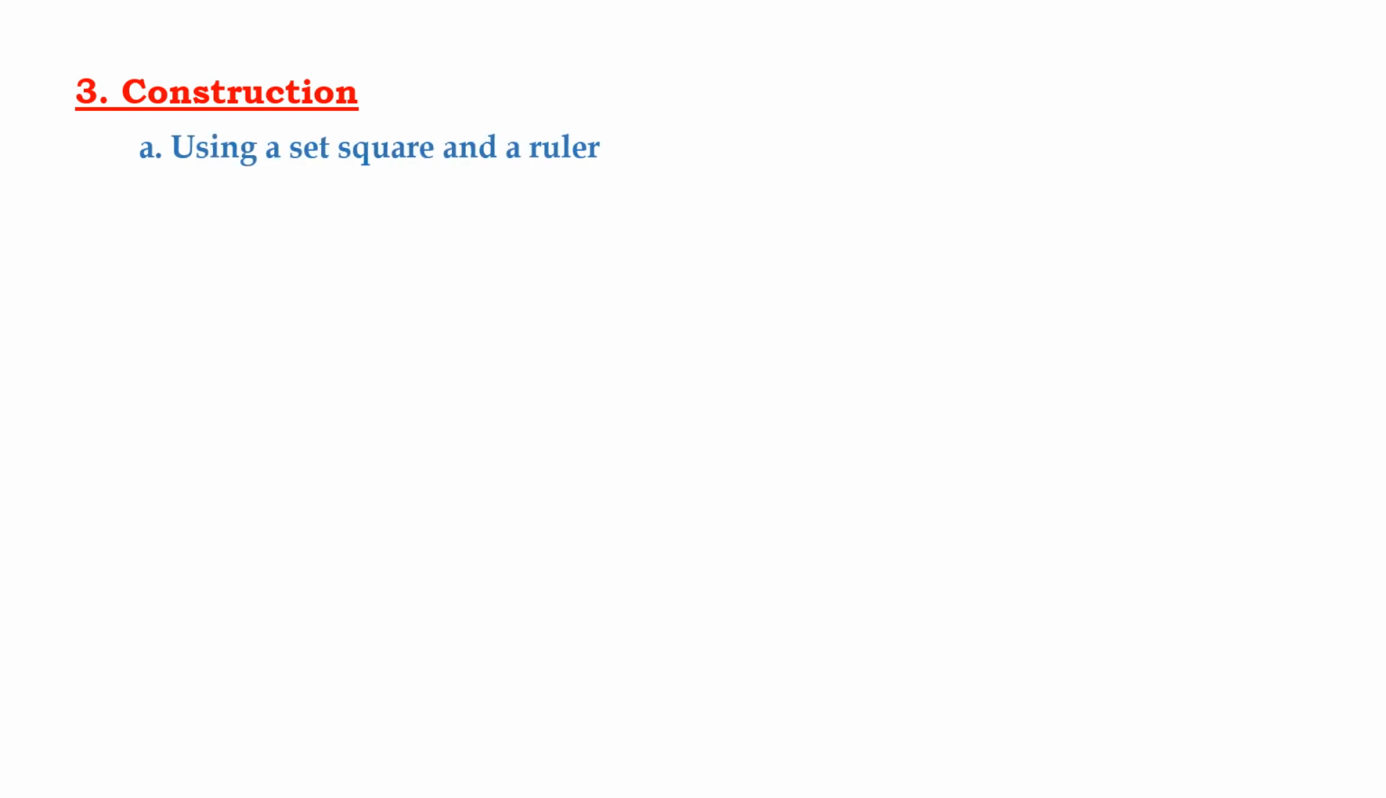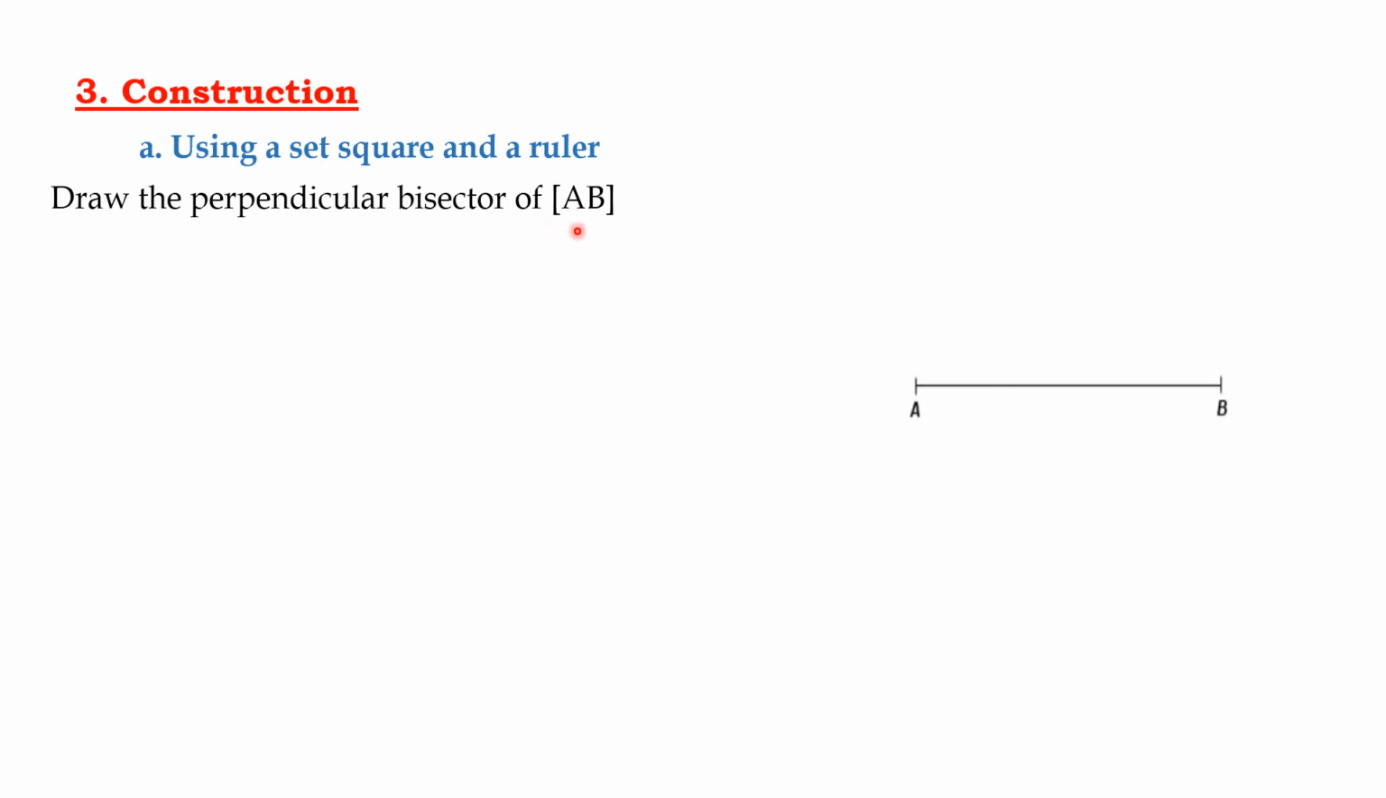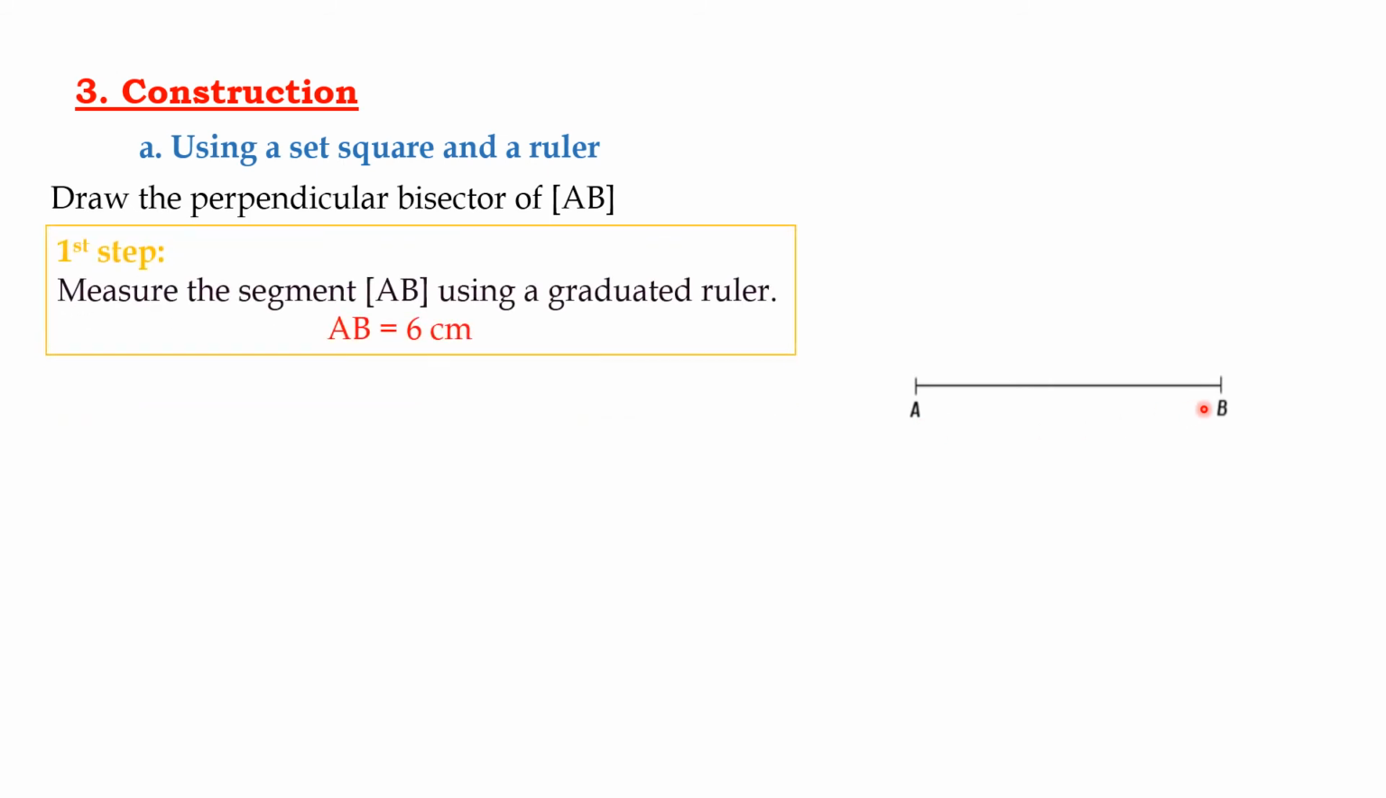How to construct? We have two methods, either by using a set square and a ruler or by using a protractor. Let's see how to draw by using a set square. Draw the perpendicular bisector of AB. First of all, I have to draw the segment AB, here for example, of measure 6 centimeters.